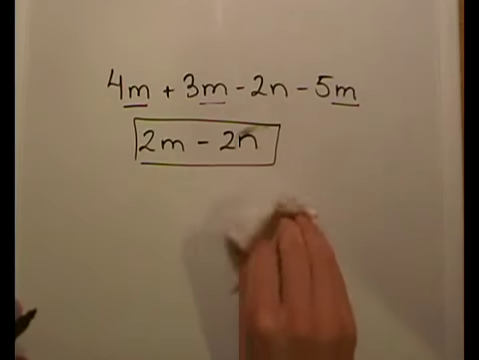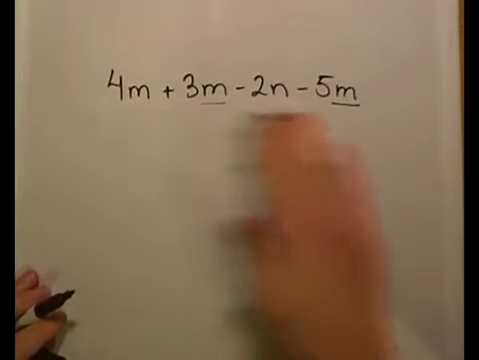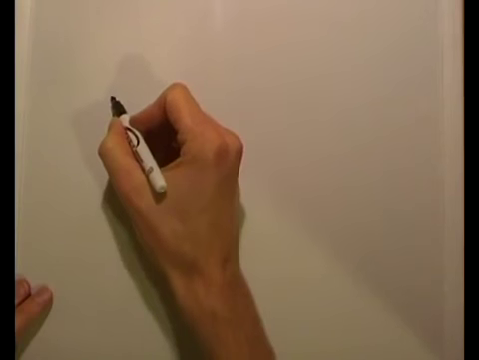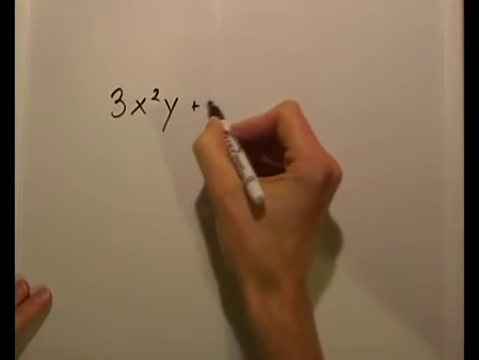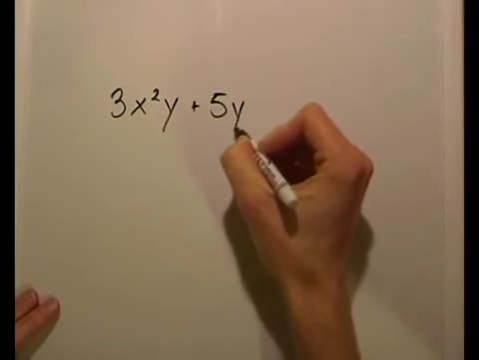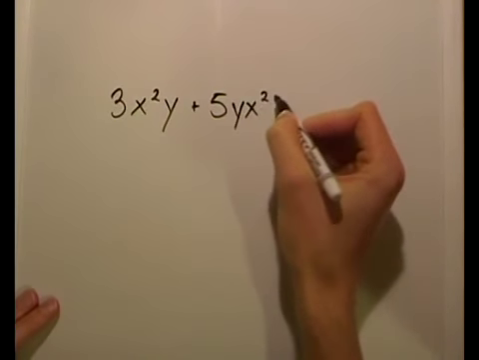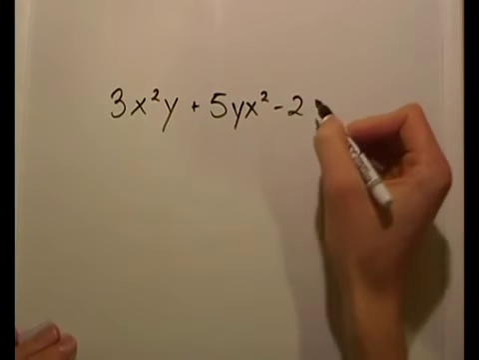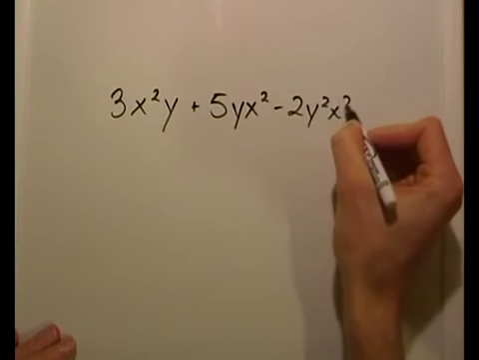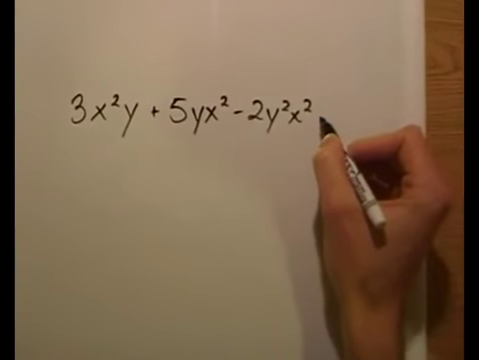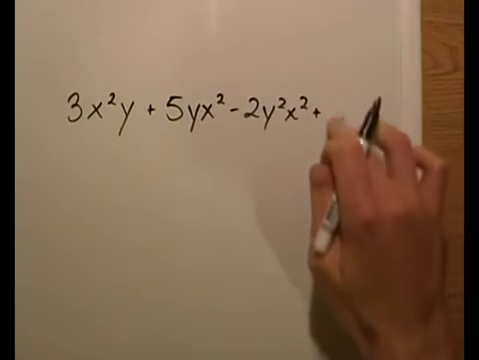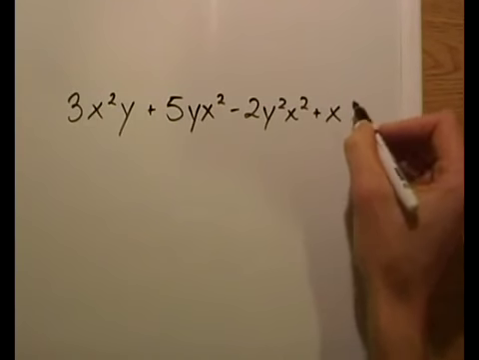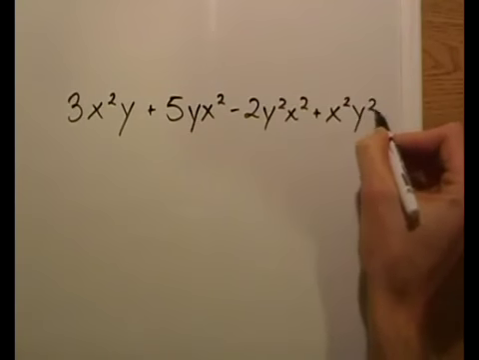Something to keep in mind and watch out for when you're working with these types of expressions is when you have more complicated problems, like this one, for instance. Minus 2y squared x squared plus 6. Let's just leave that 6 out and just go x squared y squared.